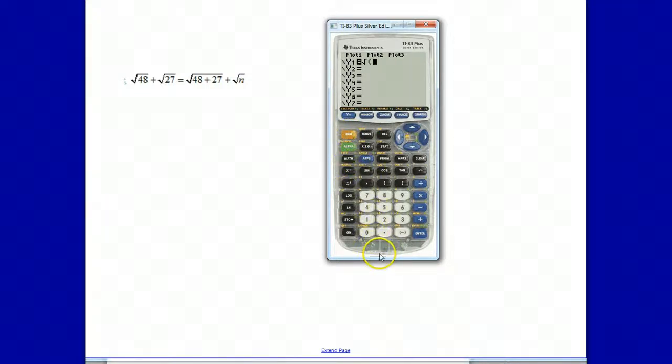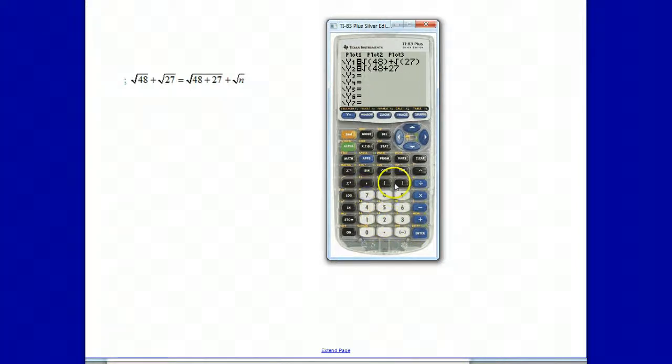So I'm going to put in 48 plus, remember to close the square root, otherwise this square root will go over that square root and you'll get some evil answers. 27. Okay, I put that in the calculator. And then on this one, I'm going to type the left side in Y1 and the right side goes in Y2. Alright, I'm going to hit the square root 48 plus 27.